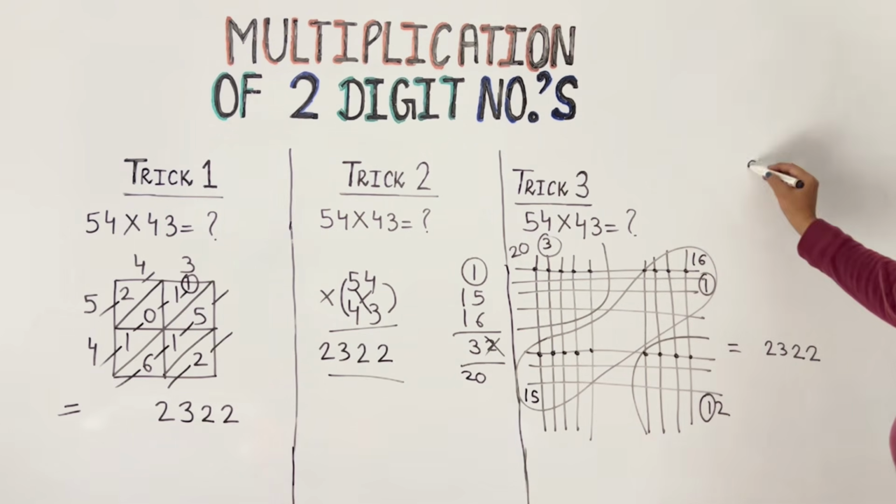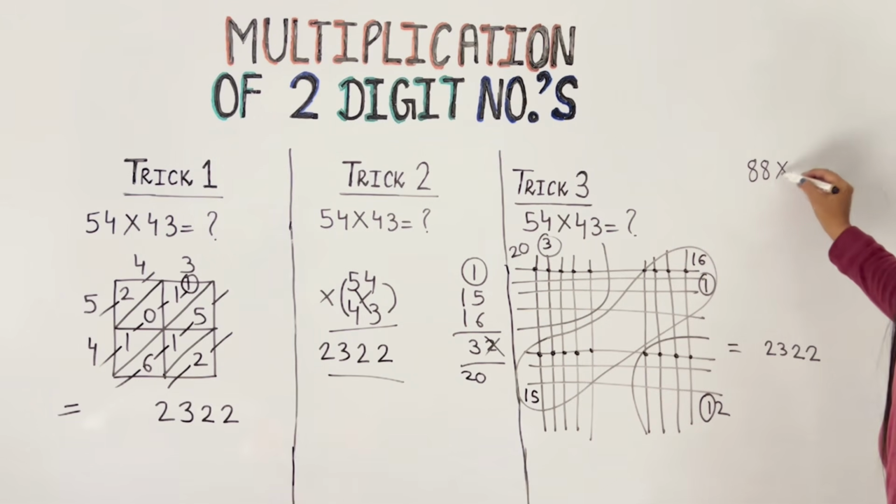But suppose the number is 88 into 99. For this, you have to draw 16 vertical lines and then 18 horizontal lines. That will consume your time. So whenever the digit is more than 5, you can simply follow trick 1 and trick 2 to save your time.